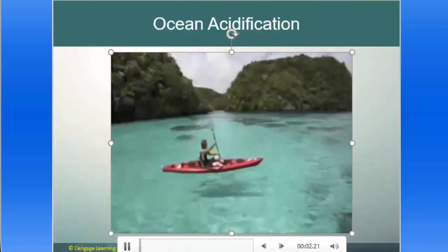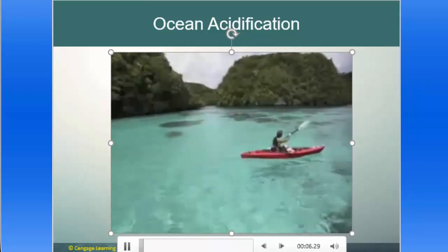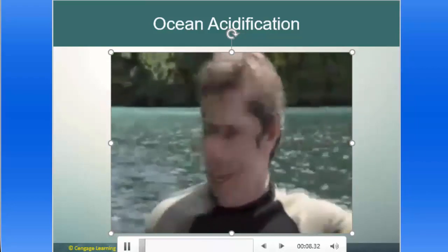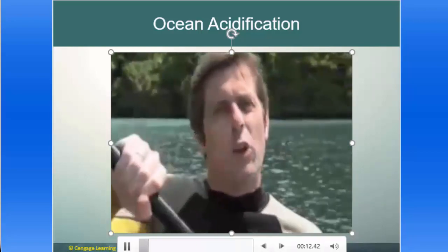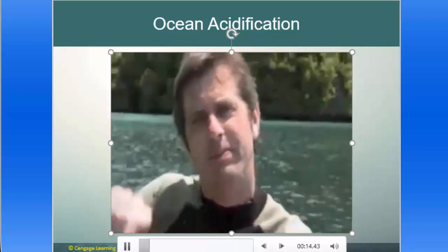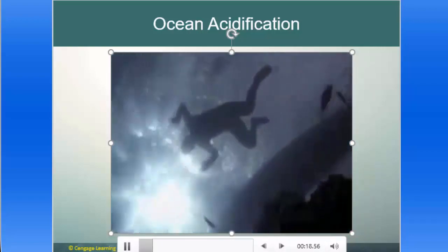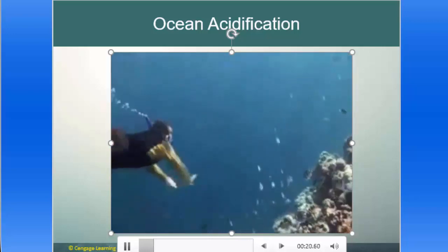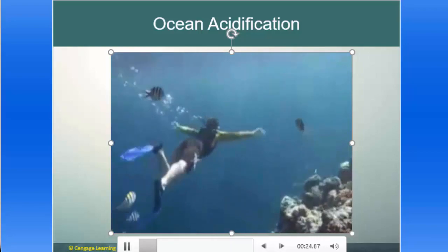In the past, the oceans had time to adjust to any increase in acidity. The problem is that today we're pumping out so much carbon dioxide that the ocean just can't keep up. As a result, they're turning acidic faster than they have for millions of years.